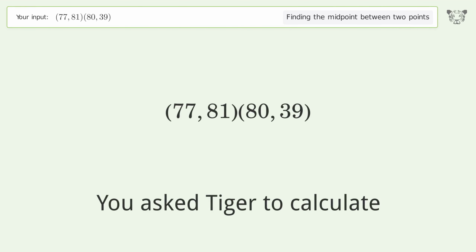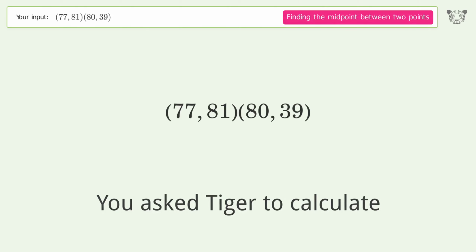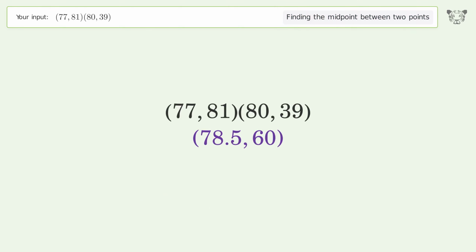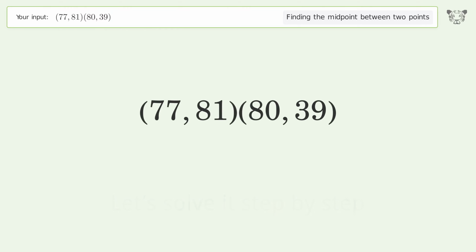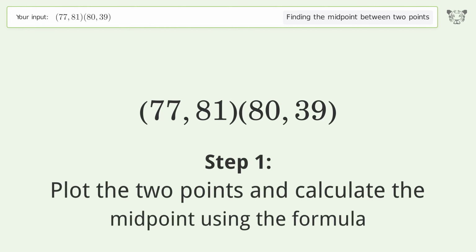You ask Tiger to calculate. This deals with finding the midpoint between 2 points. The midpoint between the 2 points is 78.560. Let's solve it step by step. Plot the 2 points and calculate the midpoint using the formula.